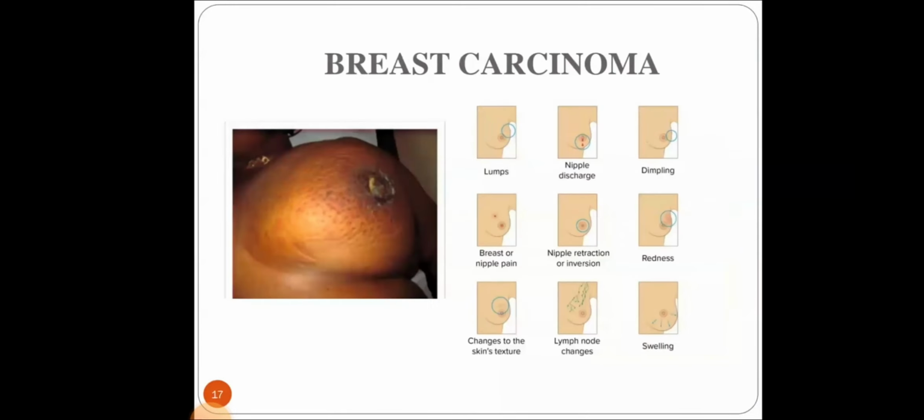Then next main disease or main condition we have to see is the breast carcinoma. And breast carcinoma, it is the second most carcinoma in females, that is after CA of cervix. This breast carcinoma is considered as the most common carcinoma in case of females.